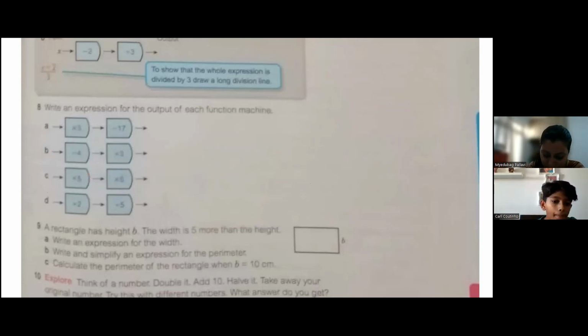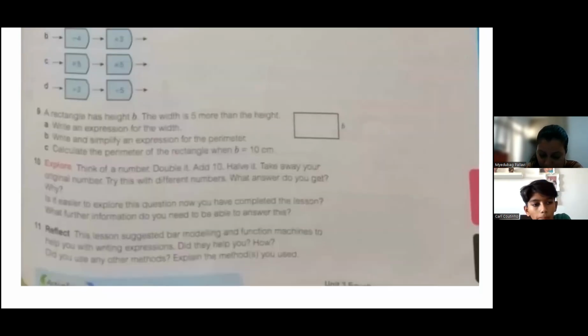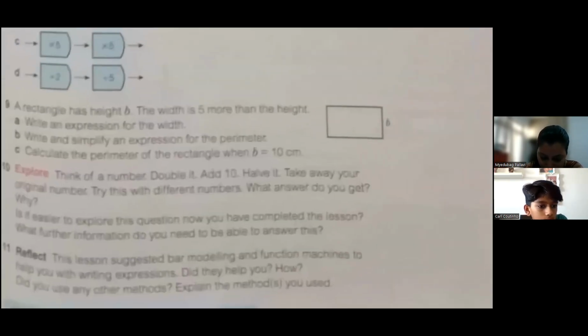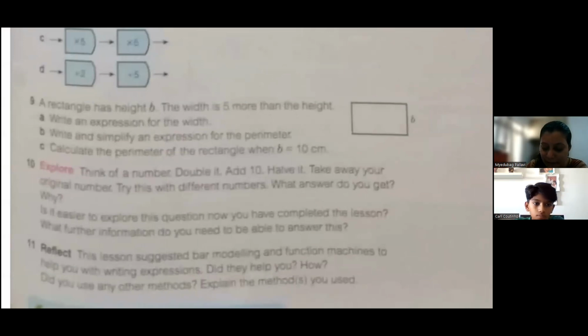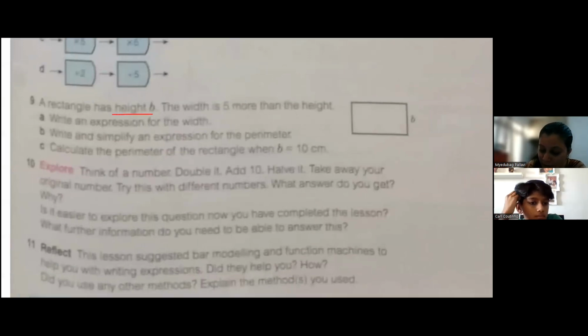Let's see the next one, the ninth one. The ninth question says, a rectangle has a height b. This is a rectangle that is given to us. We know that a rectangle is a four-sided closed figure with opposite sides equal, right? If this is b, this will also be b. If this is the length, this will also be the length. Opposite sides are equal for a rectangle. So a rectangle has a height b.